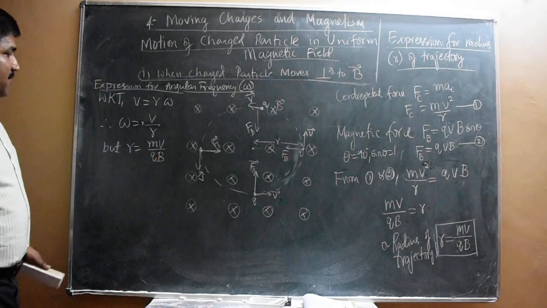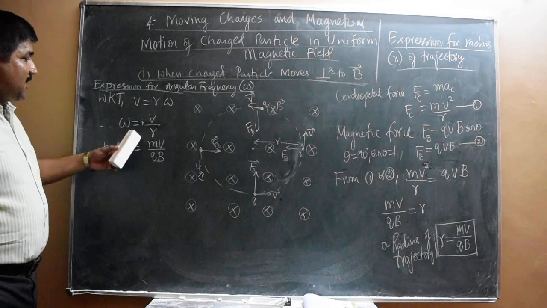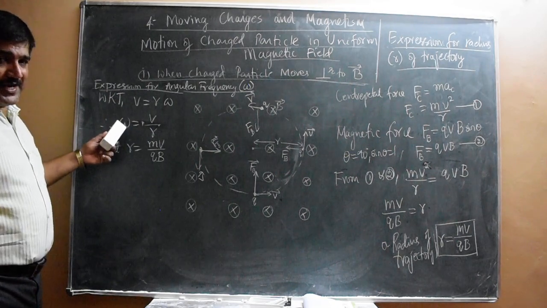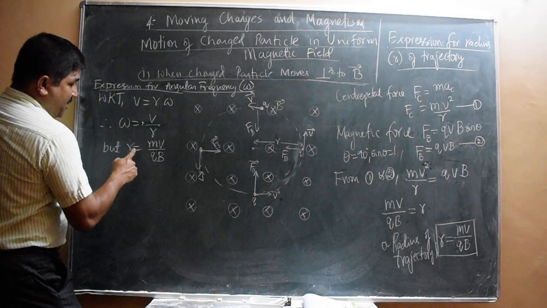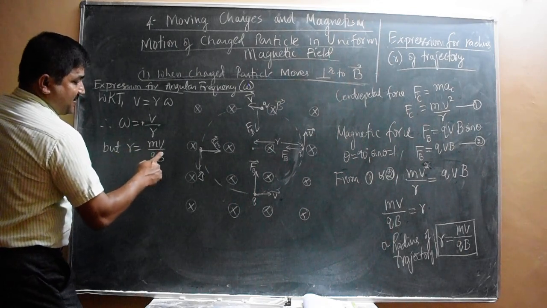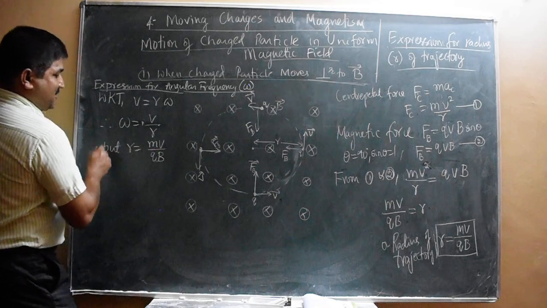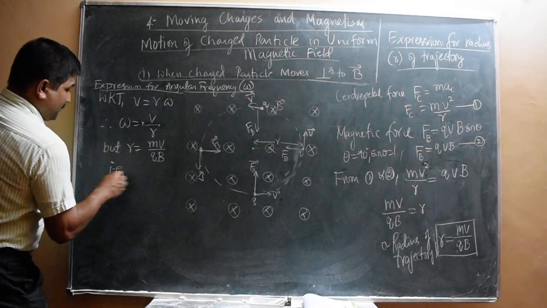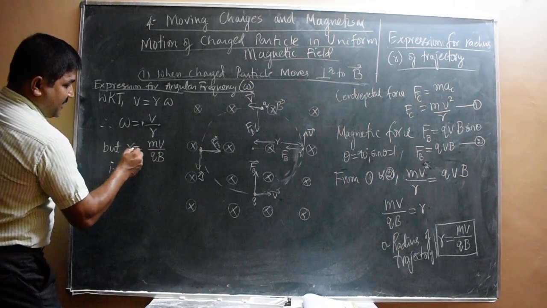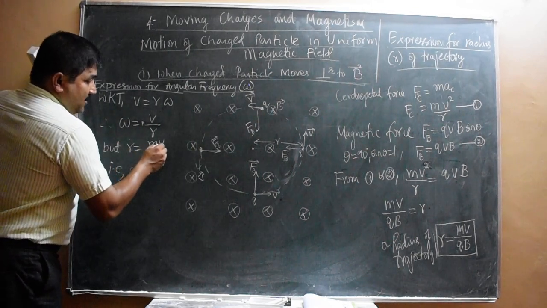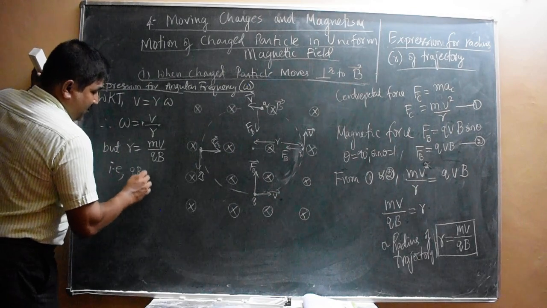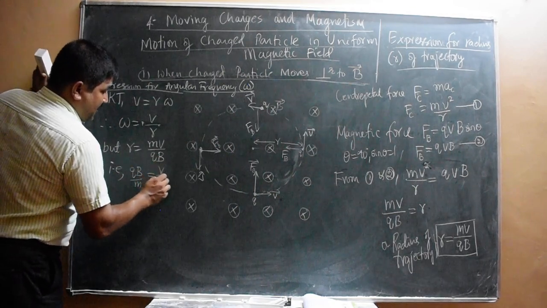R equal to mv by qB. Thus what happens? I want an expression for omega in terms of V by R. So what I have to do? V by R means I have to take R to the RHS and bring qB and m to the LHS. That is, I rewrite this, take qB to the LHS, then m to the LHS, so qB by m equal to V by R.